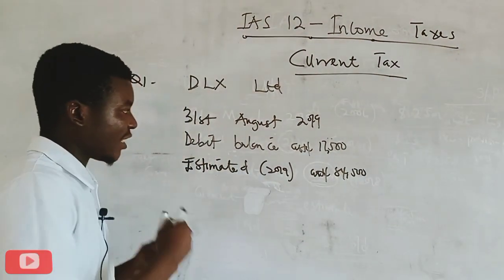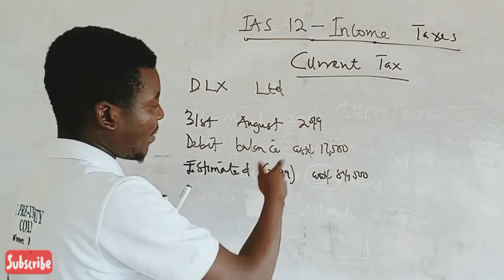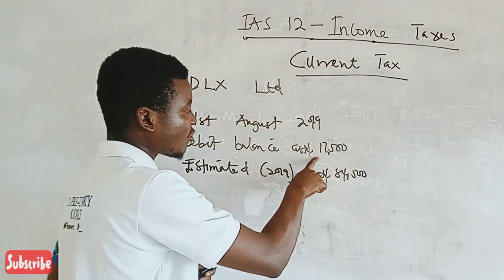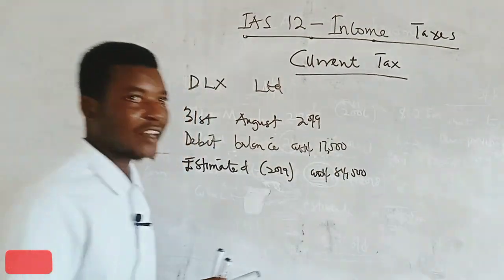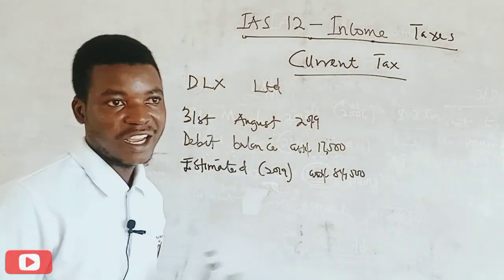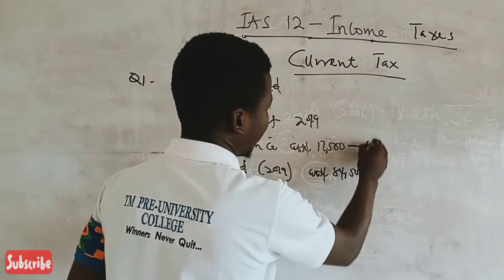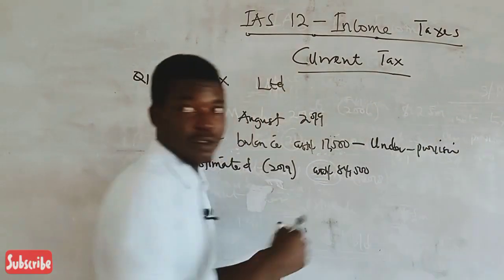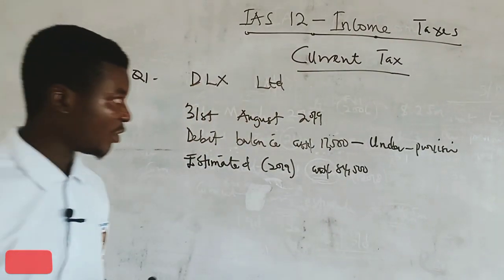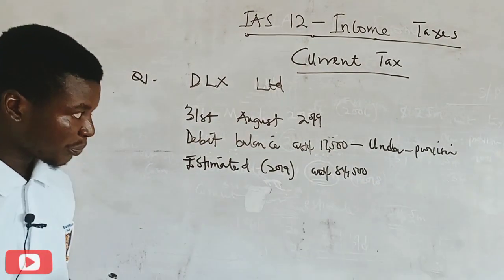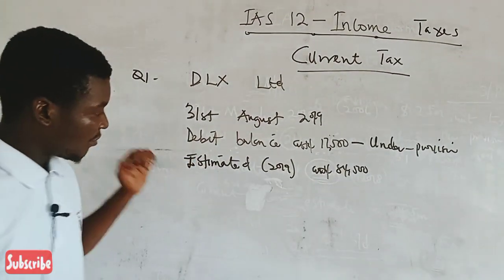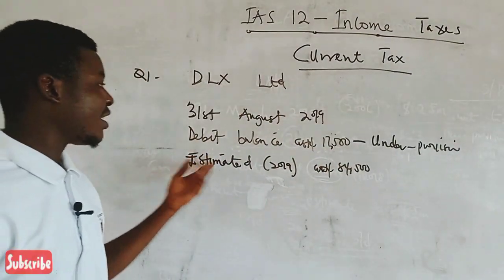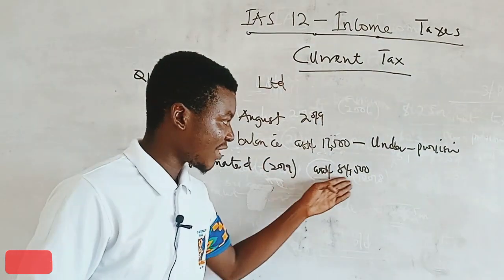So they are saying that after paying the actual tax for 2018, there was a balance of 17,500 on the debit side of DLX Limited taxation account. So this debit balance indicates under provision. So there was under provision in respect of 2018. And in 2019, an estimate of 84,500 has been made.